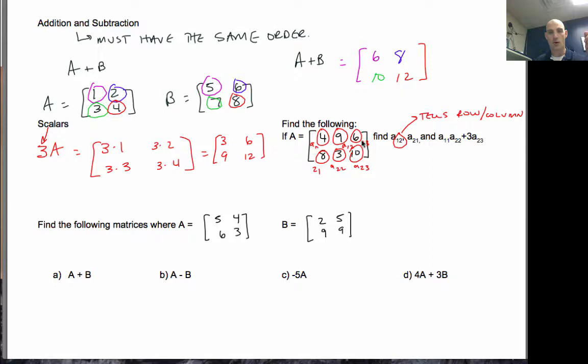So if I'm going to find A1,2, that's going to be 9. A2,1 is 8. A11 times A22, so those two are going to be a product. So A11 times A22 would be 4 times 3, which is 12. And then 3 times A23 would be 3 times 10, which is 30. Okay, so that's how that works. It's really just a matter of identifying.